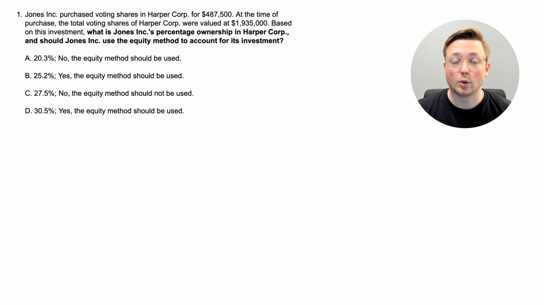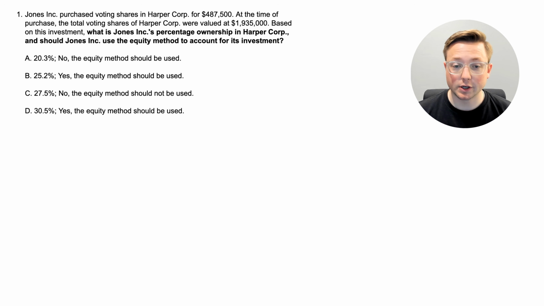All right, here we are at question 1, and one thing we always like to point out is it's a good idea to read the last part of the question first so that you can have context for the rest of the question. It doesn't always help, but it is a great habit to be in, especially for test day, because it will help you get through questions and understand what they're asking more quickly. So let's read the last part here. What is Jones Inc.'s percentage ownership in Harper Corp., and should Jones Inc. use the equity method to account for its investment? Okay, let's go up to the top.